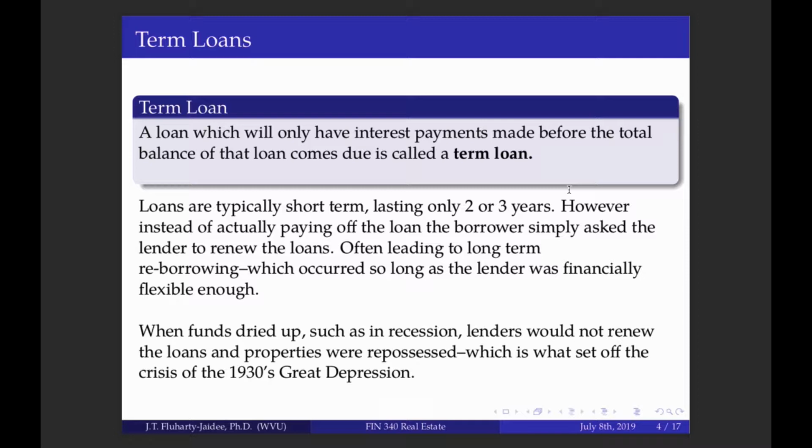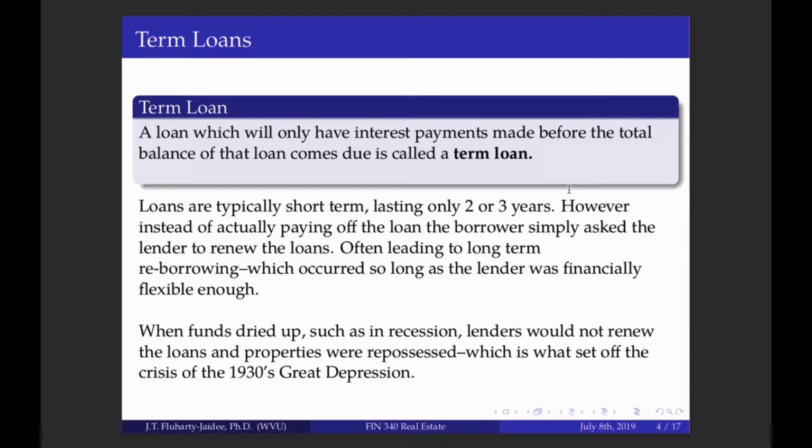They were very short-term loan periods, only 2 to 3 years, but instead of actually paying off the loan, people usually did a borrow-from-Peter-to-pay-Paul scenario, where they would get a new loan and take the money from that new loan and pay off the old loan. Or they would go back to the original lender and say, would you re-extend the loan for another 3 to 5 years? And they would continue doing this until effectively they had enough money to pay down the balance of the house.